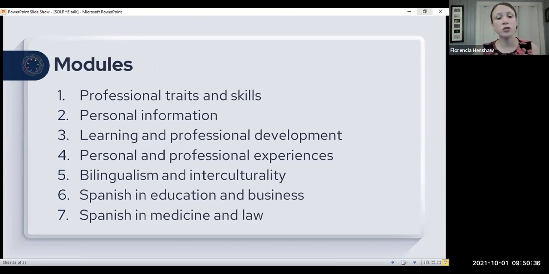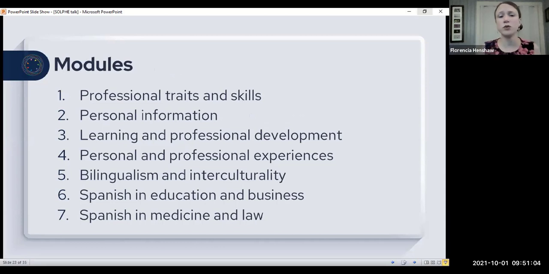So the 7 modules that I settled on were, number 1, professional traits and skills. We started easy. Adjectives, things like communication skills, transferable skills, you know, professional traits in terms of things like responsible, organized, some cognates, right? You got to start the students to feel comfortable and confident in what they're doing.